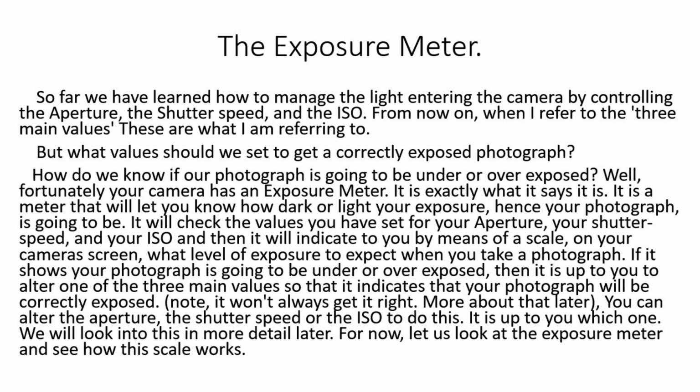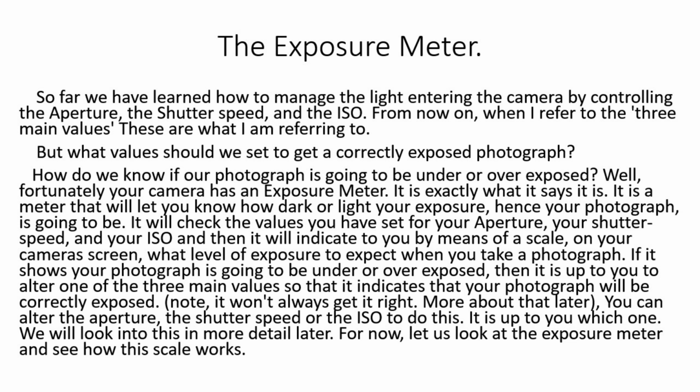The exposure meter. So far, we have learned how to manage the light entering the camera by controlling the aperture, the shutter speed, and the ISO. From now on, when I refer to the three main values, these are what I am referring to. But what values should we set to get a correctly exposed photograph? How do we know if our photograph is going to be under or overexposed?